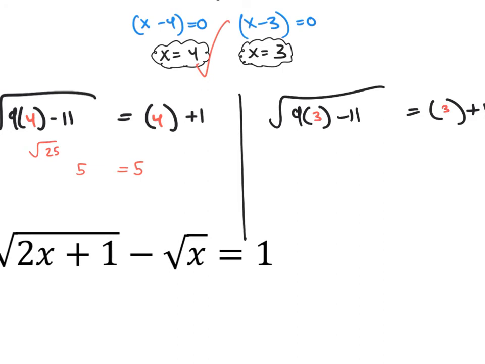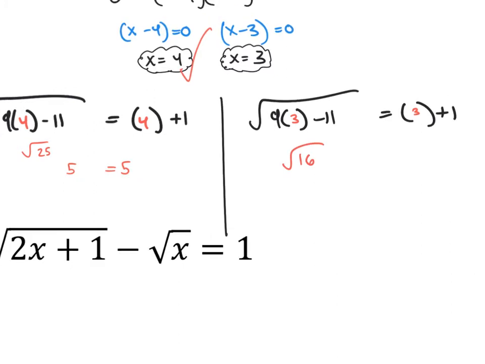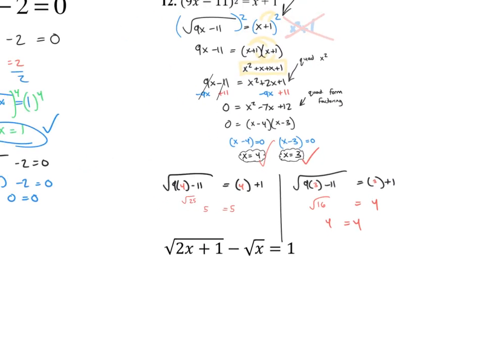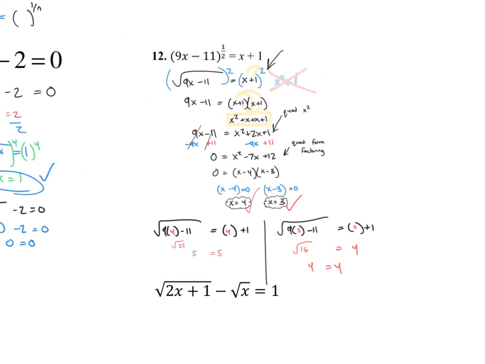Let's check the 3. 9 times 3 is 27. 27 minus 11 is 16. Square root of 16 is 4. The 3 works. This one has 2 solutions.